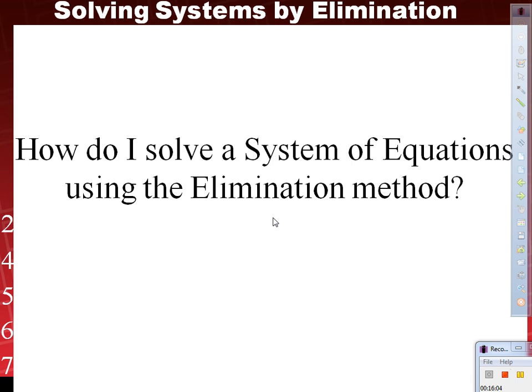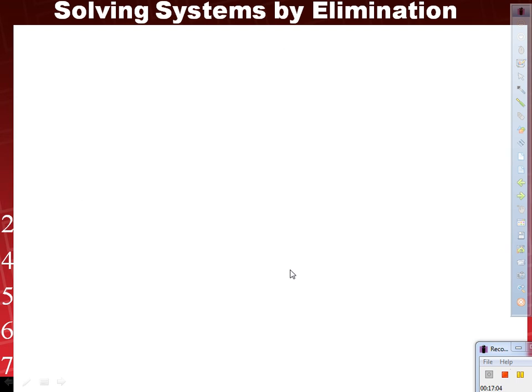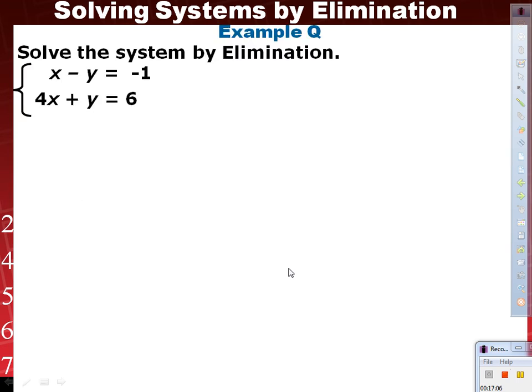All right. So, leave space for the steps underneath your Frayer model and turn your paper over to the back, and I want you to write example Q. Example Q.